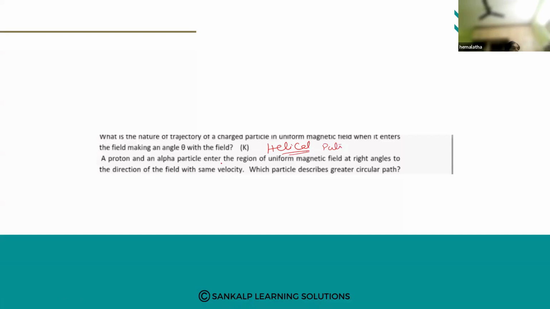A proton and an alpha particle enter the region of a uniform magnetic field at right angles to the direction of the field with the same velocity. Which particle describes a greater circular path? There is a proton and another alpha particle. So for velocity, which one is having more velocity?